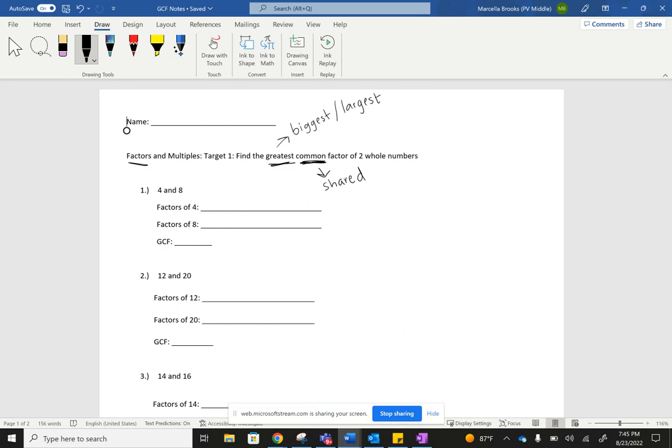So we'll start with number one. I want to know the factors of 4 and 8 so that I can find the greatest common factor, or the GCF. Let's put that up here because kids always ask me what the GCF is. It stands for greatest common factor. Let's also put the level on there. Level 3.